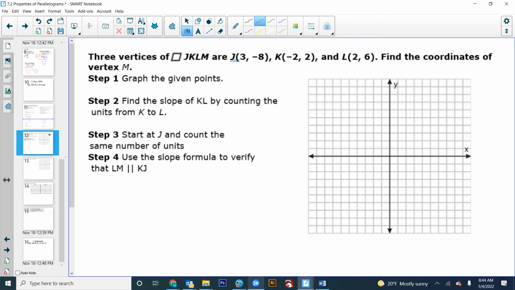All right, so let's graph 3, -8. 1, 2, 3. -8, which is J. Don't be lazy. Put the letter and the coordinates there. K is -2, 2. L is 2, 6. And we're trying to find M.